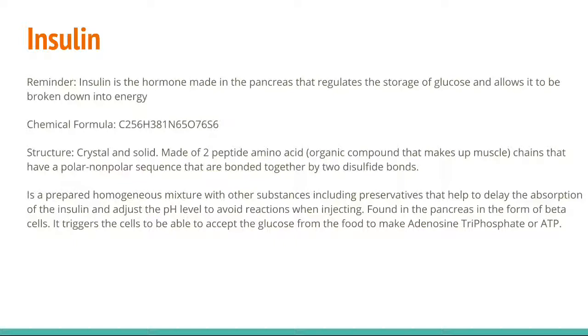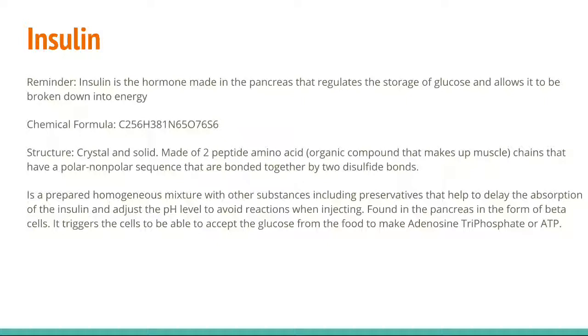Now on to insulin. Keep in mind that insulin is the hormone made in the pancreas that regulates the storage of glucose and allows it to be broken down into energy. It has a chemical formula of carbon 256, hydrogen 381, nitrogen 65, oxygen 76, and sulfur 6. Its structure is a crystalline solid made of 2 peptide amino acid chains that have a nonpolar and polar sequence, bonded together by 2 disulfide bonds.